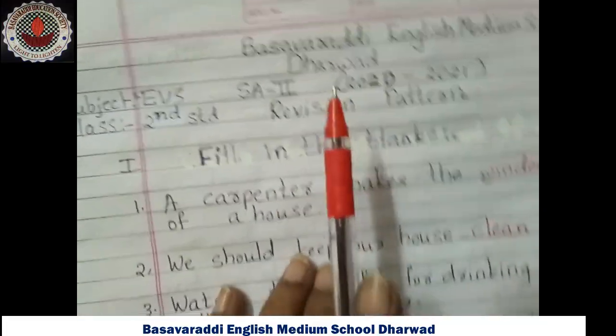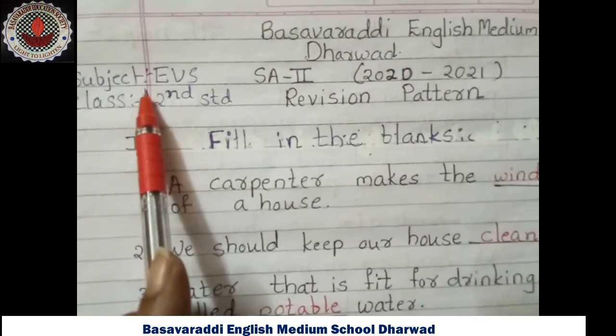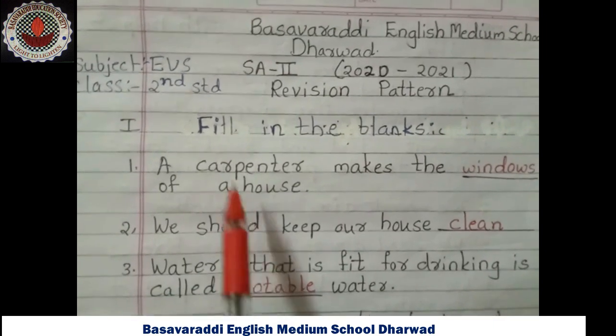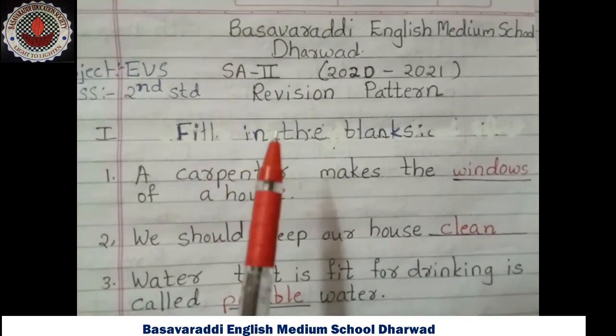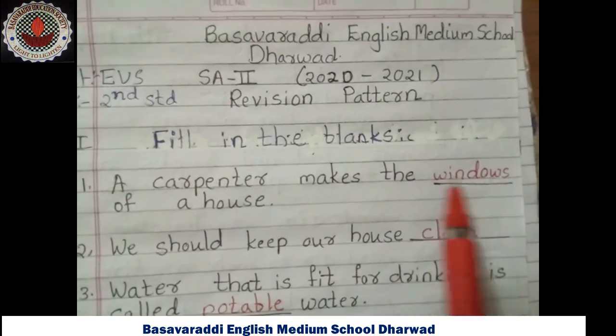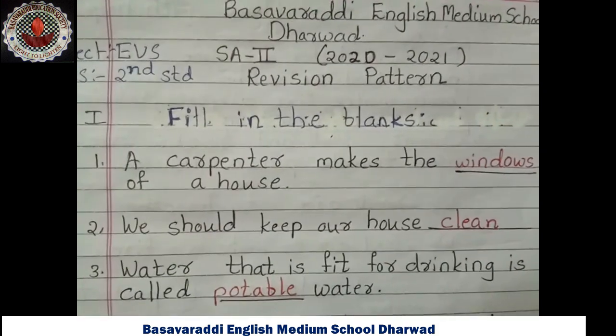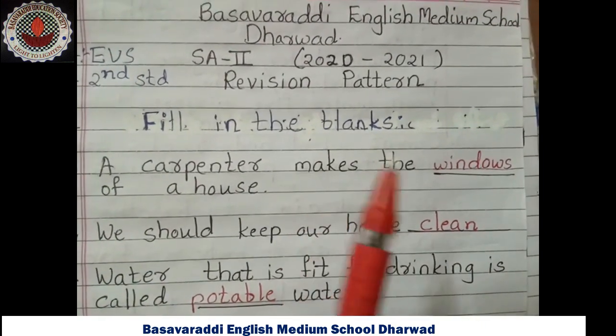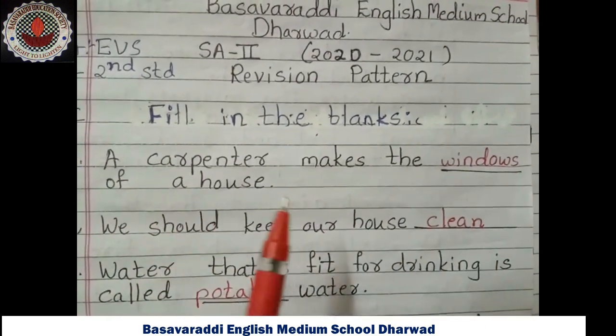Revision pattern. That is a second standard EVS. Now first one, fill in the blanks. A carpenter makes the dash of house. The carpenter makes doors, windows. So carpenter makes windows of a house.